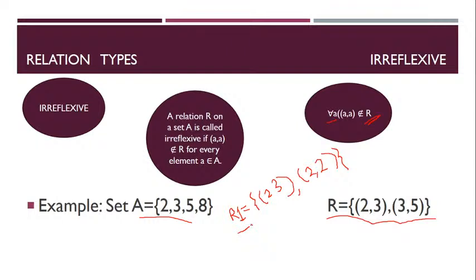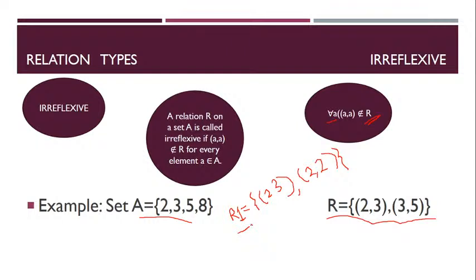So clearly, as we are getting right now, 2 3, 2 2, 2 3, 2 2, here we are having only one cell loop, but other cell loops are missing. Other means 3 3, 5 5, 8 8 are missing, and just because of that we can't consider R1 as reflexive. Reflexive means all the cell loops must be there, and here three cell loops are missing. So R1 is not reflexive.